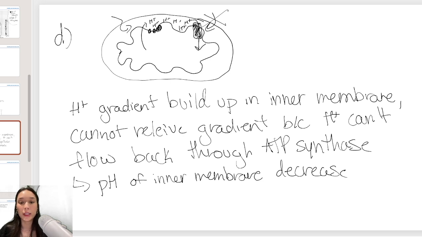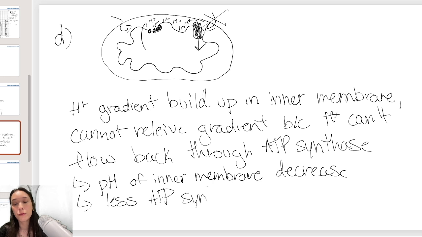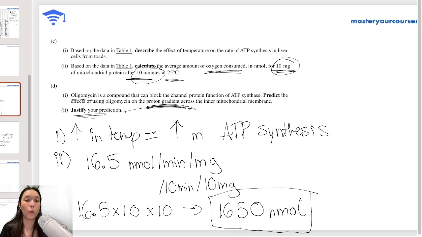So pH of inner membrane would decrease, and then you would have less ATP synthesis because that driving of the H plus through ATP synthase is what powers ATP synthesis. So less ATP. And you basically would not be able to diffuse the gradient or turn the gradient off. Okay, so that's the answer for D, for both part 1 and 2. Now, that is the end of number 2 for the AP exam. That brings us to the end of the long questions.